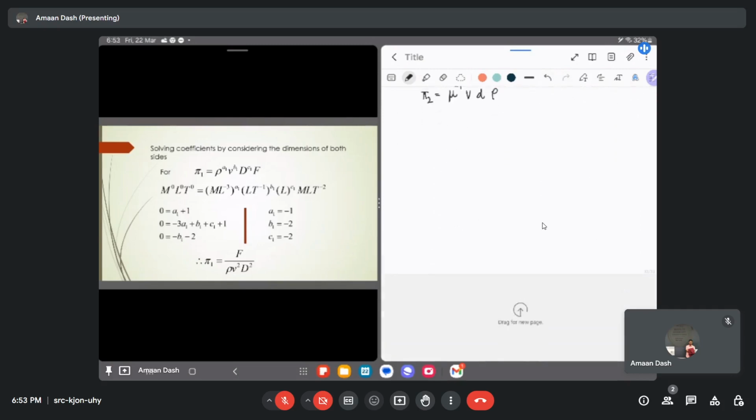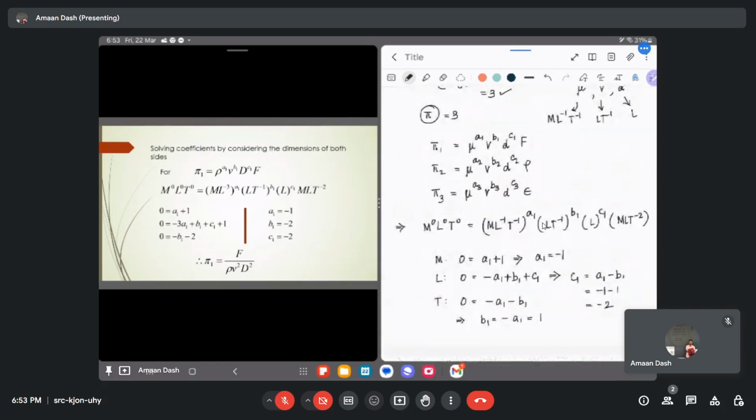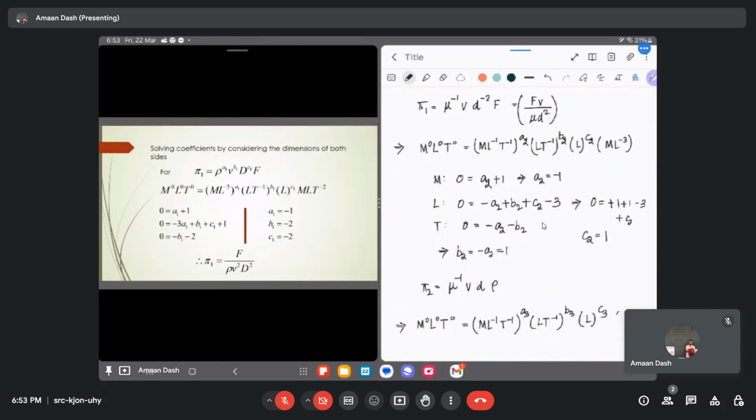Similarly, let us try to find out pi 3. M L to the 0, t to the power of 0 is equal to M L to the power minus 1, t to the power minus 1, to the power a3, L t to the power of minus 1 to the power of b3. Then we have L to the power of c3. And last parameter is epsilon. Okay. So epsilon will be there, right? Not no power L.